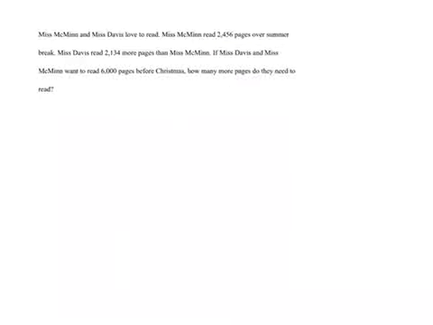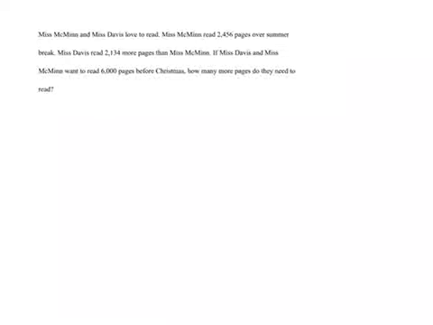So the first one says, Miss McMinn and Miss Davis love to read. Miss McMinn read 2,456 pages over summer break. Miss Davis read 2,134 more pages than Miss McMinn. If Miss Davis and Miss McMinn want to read 6,000 pages before Christmas, how many more pages do they need to read? Okay, so the first step is to determine the important numbers.